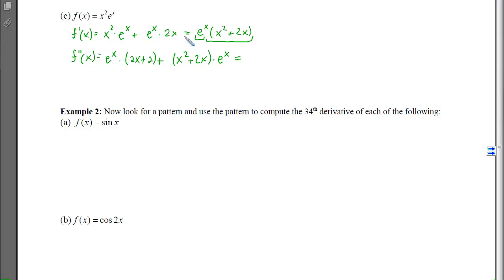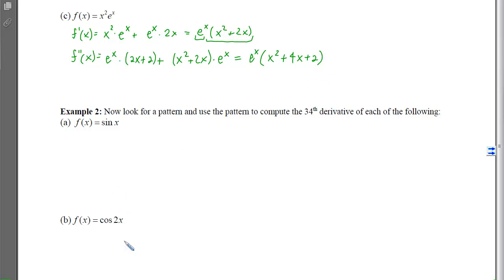Now on this one, this would probably show up as a multiple choice problem, so they would probably factor that e to the x out and combine some like terms. It looks like I have an x squared, I have 2 of those 2x's, and I have a 2. So this one most likely would be simplified.